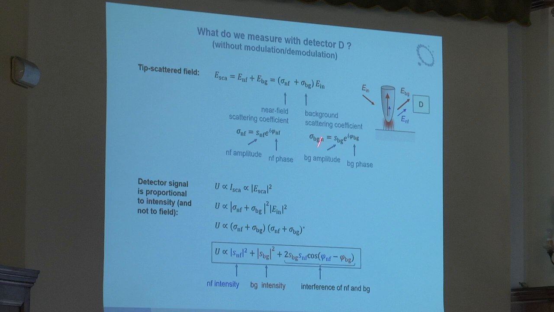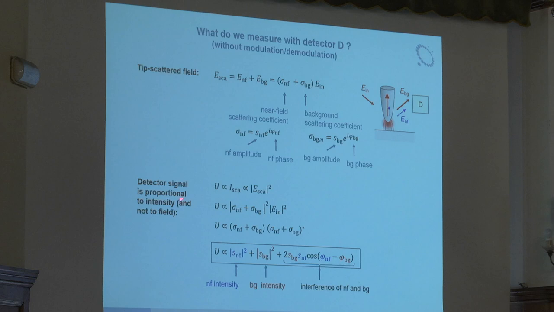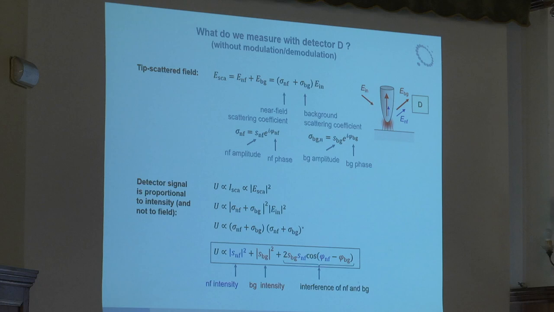So U stands for just the detector output, like the detector voltage, right? Now if we execute this square here, which we can do by taking the scattering coefficient for the near field plus the background, and then multiplying it with the complex conjugate. That's in principle what this absolute value squared means. If you do this exercise, and it's very simple school algebra in principle, we will see the following.